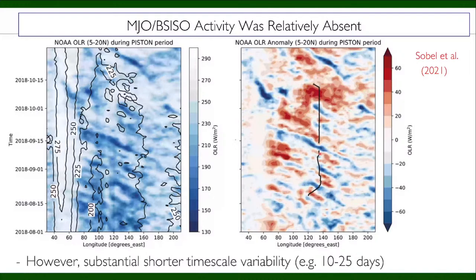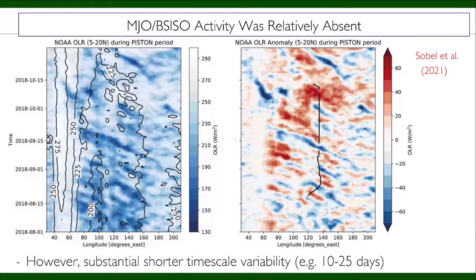And so much of the time was dominated by tropical depression type disturbances and also variability on 10 to 25 day timescales, or quasi-biweekly timescales, associated with something called the QBWO. So that tended to dominate, and only during the later period was there really strong intra-seasonal variability.